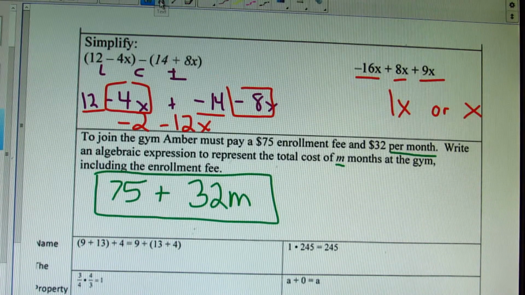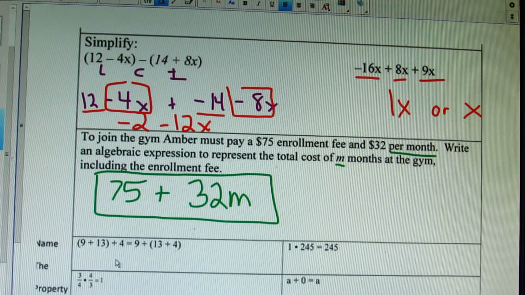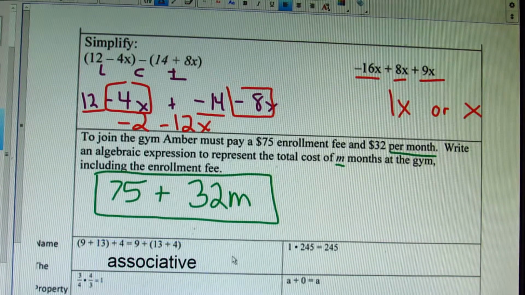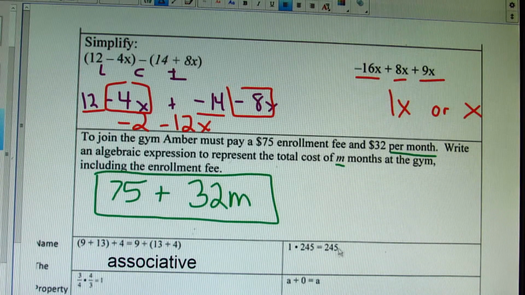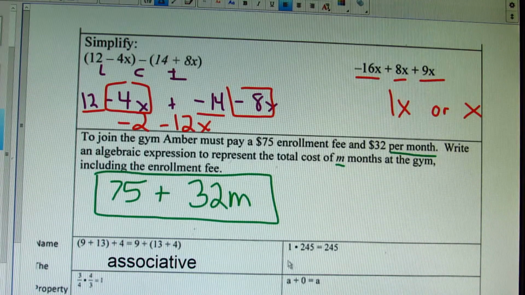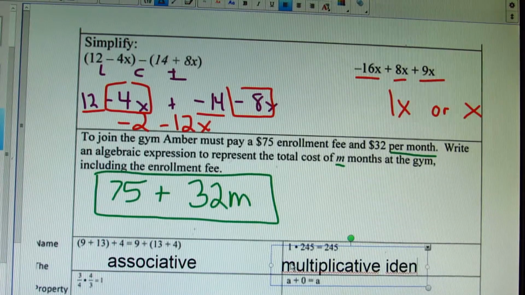All right, final questions at the bottom. Name the property. Because there are 3 terms here and they are in the same order, that's the associative property. They are associating with different numbers each time. This one, 1 times 245 is 245. Well, the number didn't change. All I did was multiply it by 1. That is the multiplicative identity.